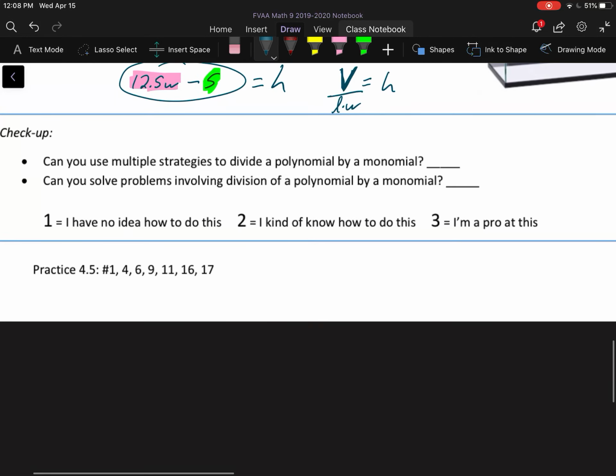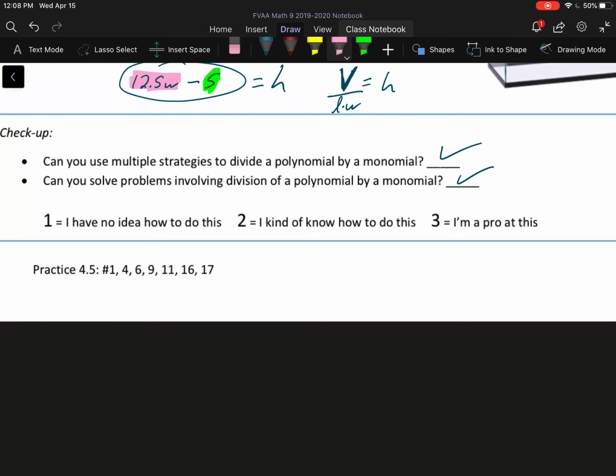Quick checkup here. We had set goals at the beginning of this lesson to be able to use multiple strategies to divide a polynomial by a binomial. The two strategies were using just regular algebra and also the algebra tiles. And then being able to solve problems, specifically a lot of these geometry problems, that involve division of polynomials by binomials. Hopefully you're getting more comfortable with that.